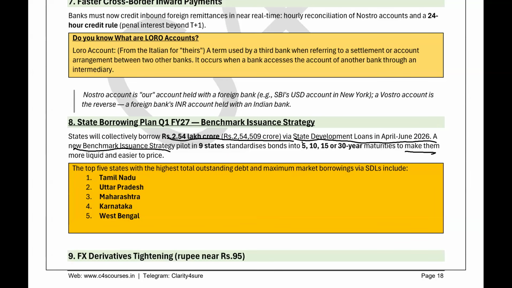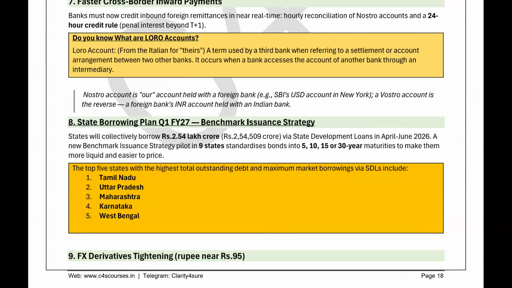अब ये याद रखना for your prelims examination, the top 5 states with the highest total outstanding debt and maximum market borrowings via SDL includes what? तमिलनाडु फर्स्ट रैंक पे, फिफ्थ पे क्या है? वेस्ट बंगाल, बीच पे सेकंड, थर्ड एंड फोर्थ प्लीज ट्राई टू रिमेंबर, दैट इज उत्तर प्रदेश, महाराष्ट्र एंड कर्नाटक। Is it clear? I hope it is clear.